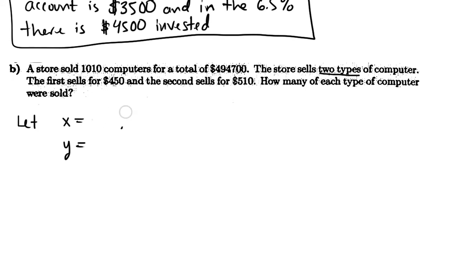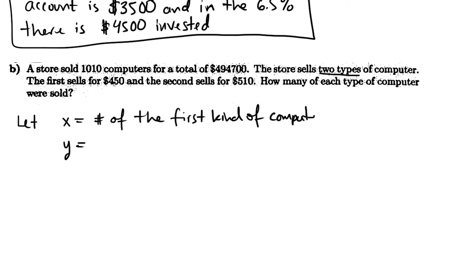Sometimes I see students write stuff like X equals first computer. That's not very good because X is a number, right? First computer, that's not a number at all. The more precise you are with what you call X and Y, the better guided you'll be later on how to set everything up. So I think we should say X is the number of the first kind of computers that were sold. I know it's a lot to write, but the more precise we are, the better.